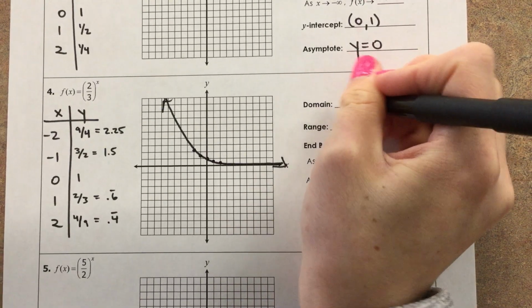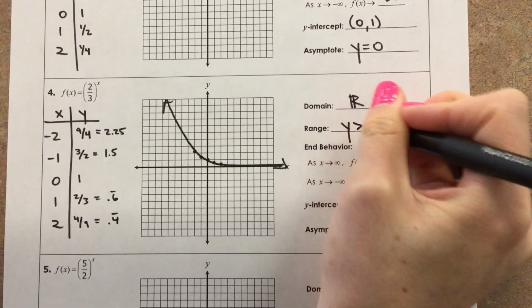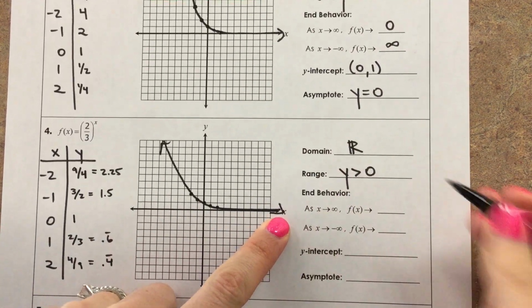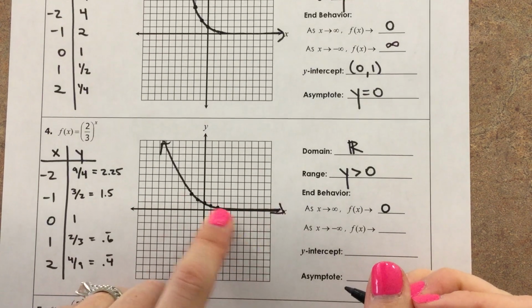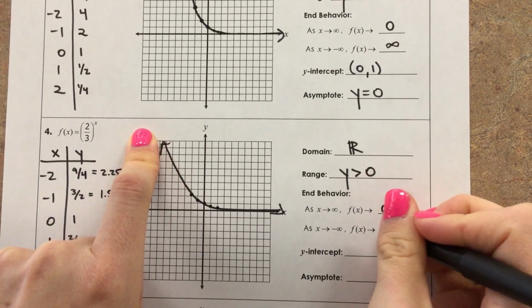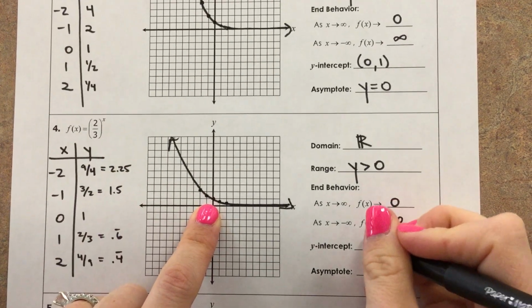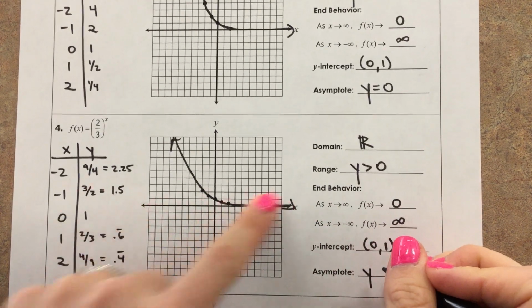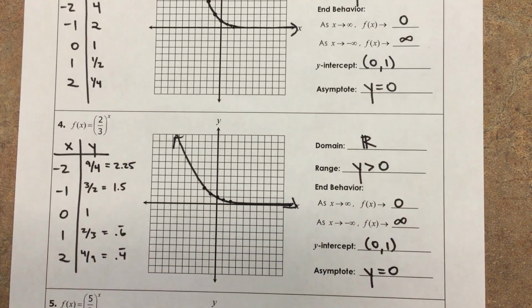Domain is still all reals. Range is still y is greater than 0. This end behavior now matches this end behavior. The right arrow is just dragging along this asymptote here at 0. The left arrow is going up and up. The y-intercept is still 0, 1, just like all of these have been, and the asymptote is still this line right here, y = 0.